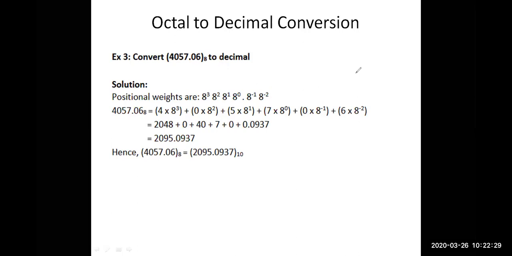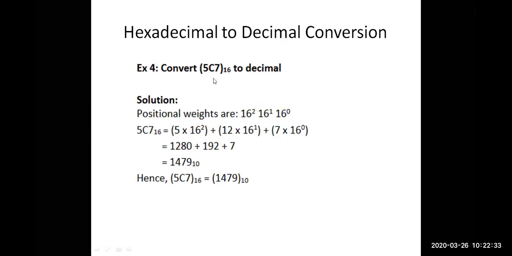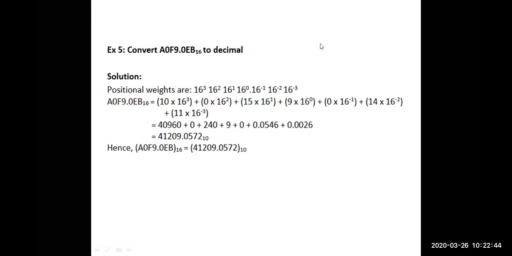Then we saw the conversion from hex to decimal. The same thing is here again. Instead of base 8, here the base is 16. So here is the conversion which we discussed yesterday.